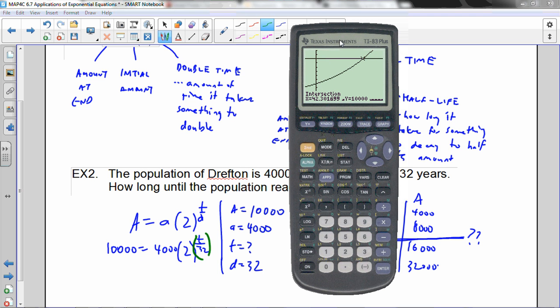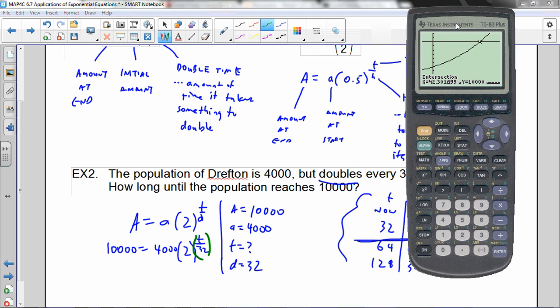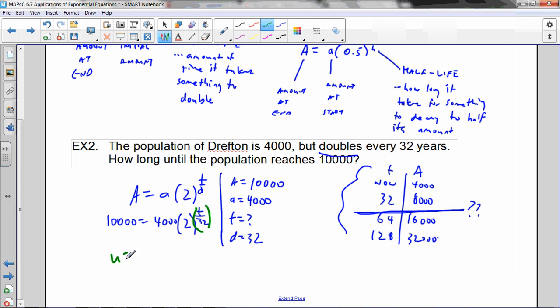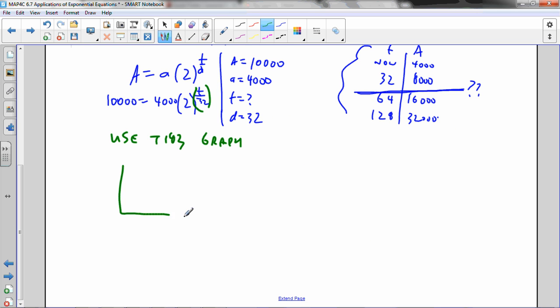So as far as your solution, copy that graph, say that you used the TI-83 graph, and I'm going to sort of sketch it. It looked like this.